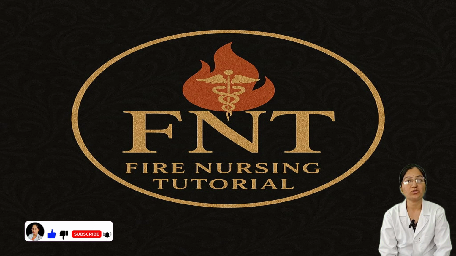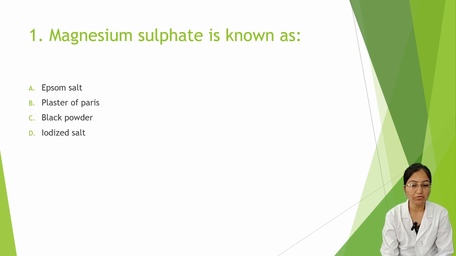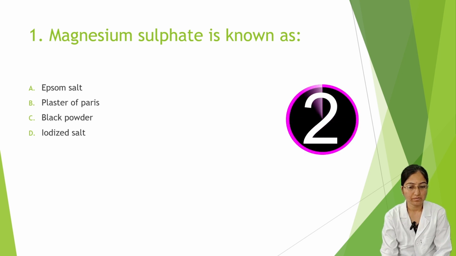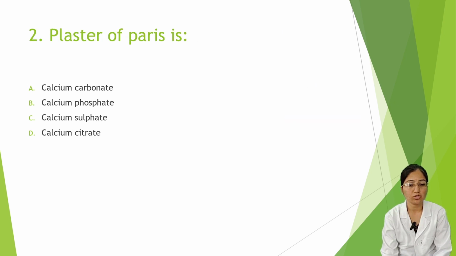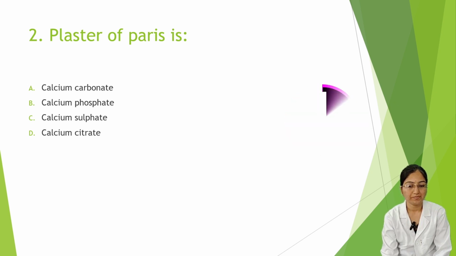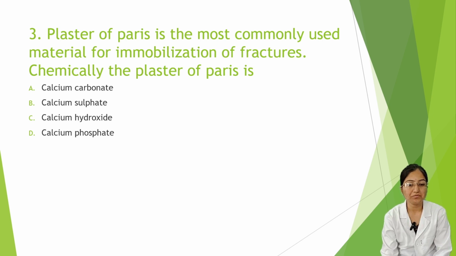In this class, we are going to discuss MCQ questions. We'll start with the first question. Magnesium sulfate is known as Epsom salt. Next question. Plaster of Paris is calcium sulfate. Plaster of Paris is the most commonly used material for immobilization of fractures.